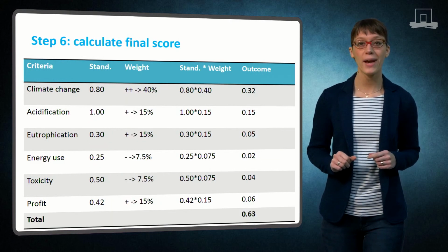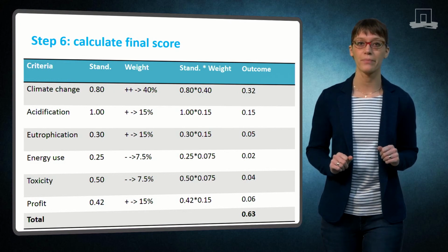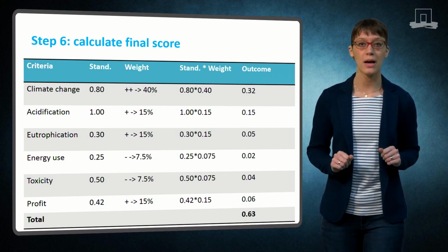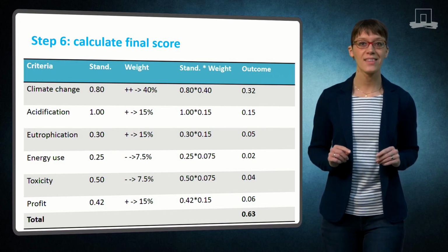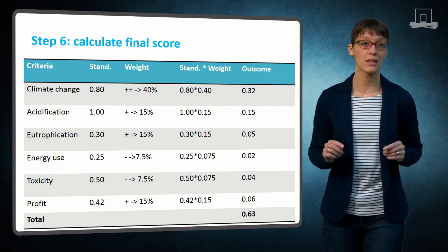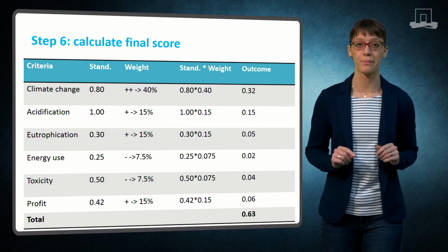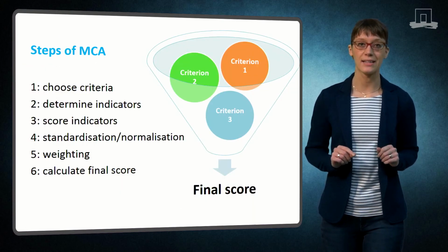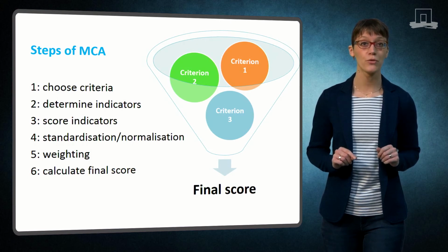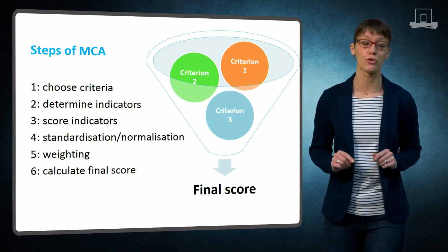The last step is to aggregate all the scores to obtain the final sustainability score. This is done by multiplying the standardized scores with the weight percentages, and then summing these results to obtain the final sustainability score. To summarize, multi-criteria analysis is a systematic tool to help us decide on the basis of multiple criteria.